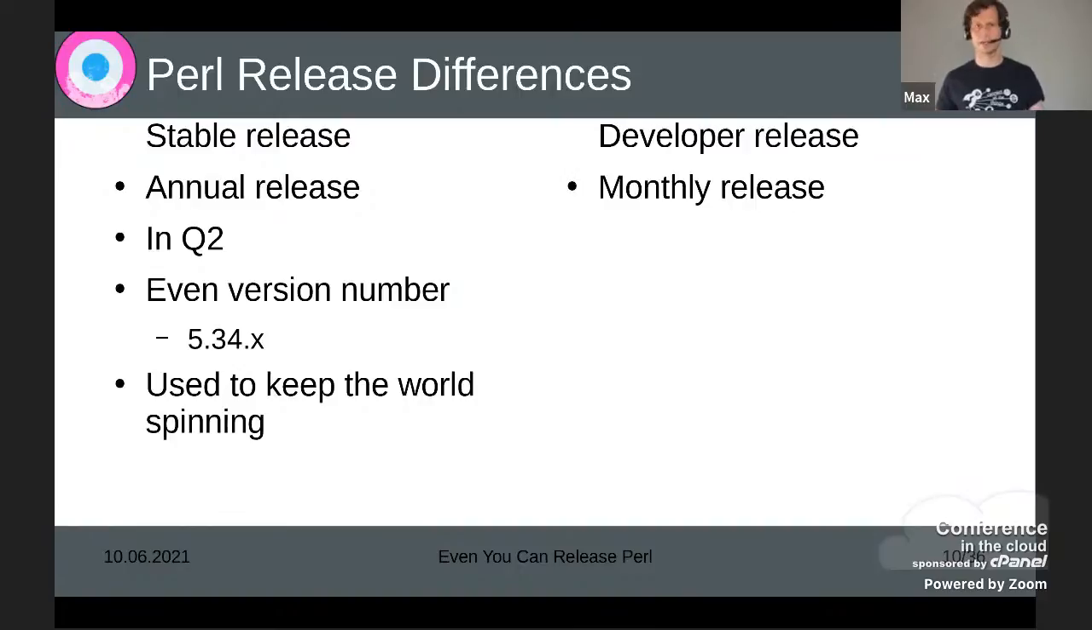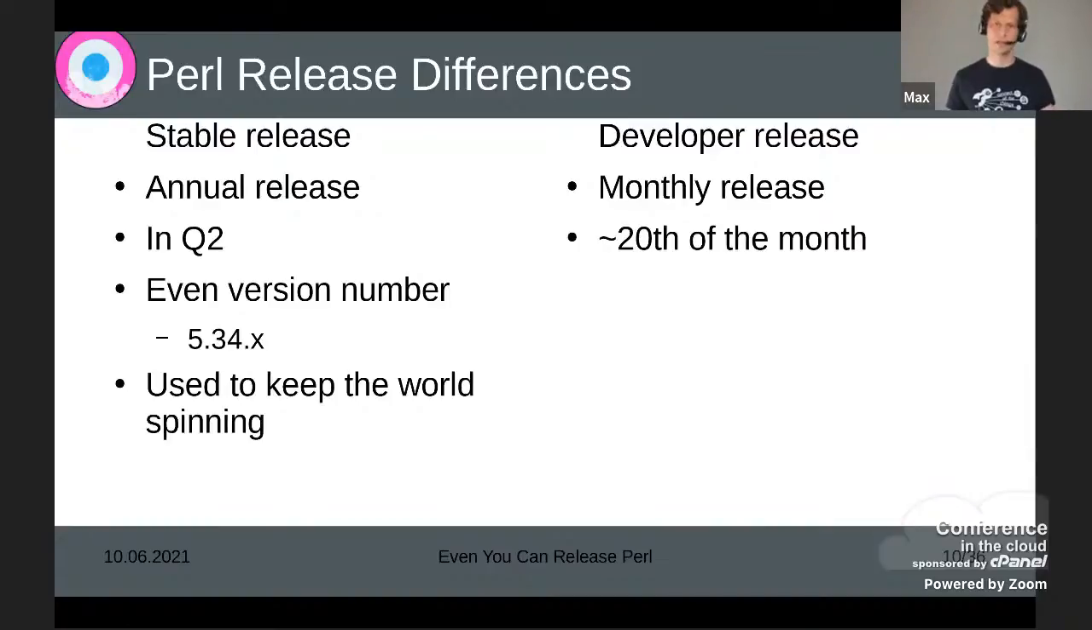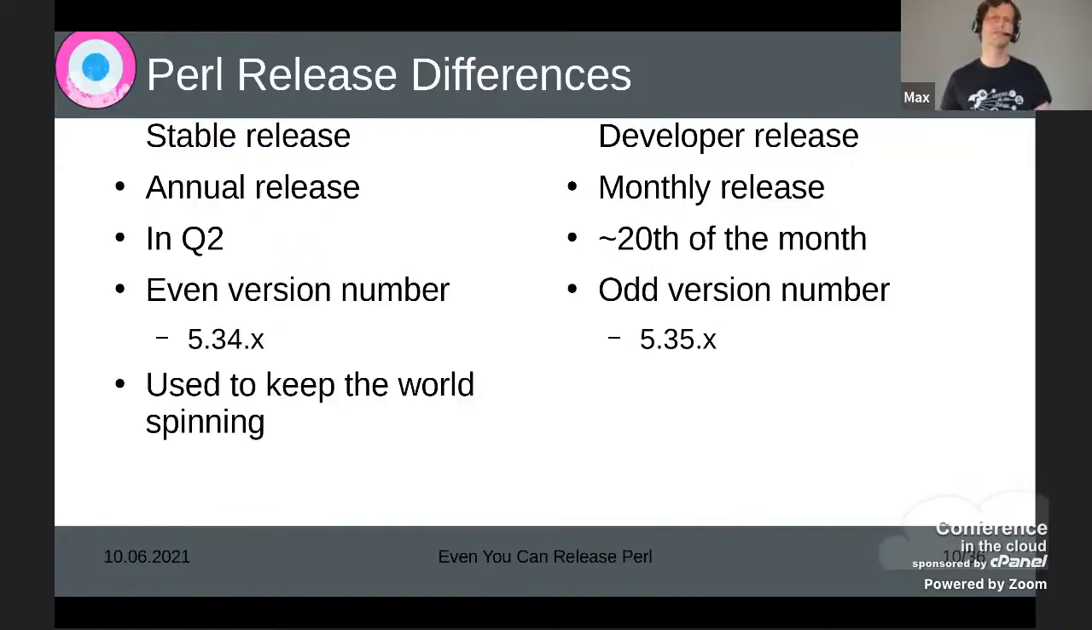The developer releases are monthly. Around the 20th of each month, I do prefer to do the release on the weekend, so I sign up for the dates when the 20th is maybe a Friday or Saturday or Sunday. The developer releases do get an odd version number, like the current series, the 5.35 series. Ricardo has already released 5.35.0, and I will be up next on the 20th of June to release 5.35.1.